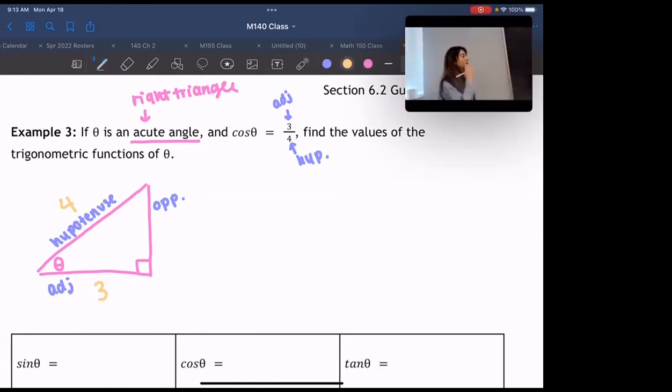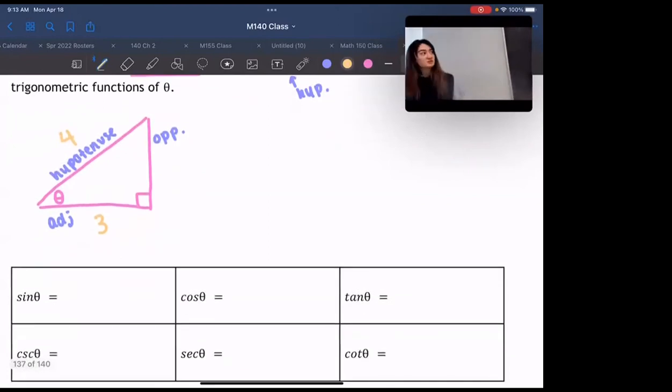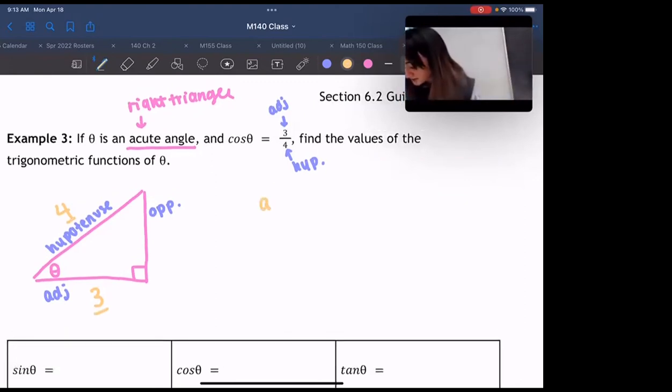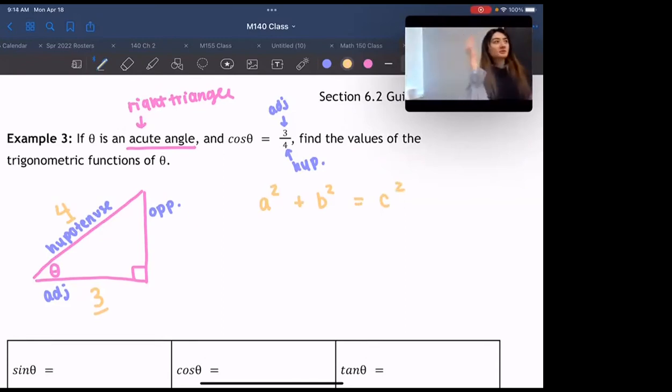Okay. Now, since cosine is 3/4, well, we have two sides of the triangle, which is pretty good when we're trying to find the cosine and even the secant. How would I find the other side? Good, the Pythagorean theorem, right? So the reason we even talked about the Pythagorean theorem in the beginning is because when we have two sides that we know, we can find the missing one. Okay, so Pythagorean theorem says a squared plus b squared equals c squared. Now A and B stand for the legs of the triangle, so not the hypotenuse.